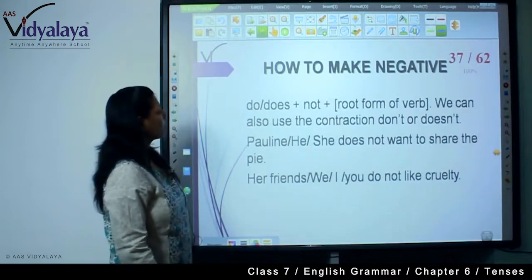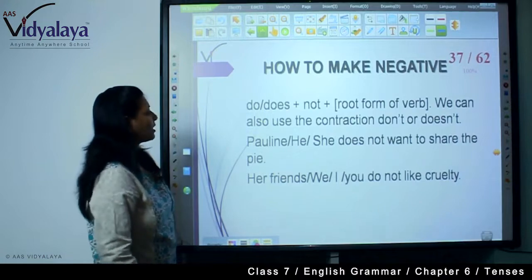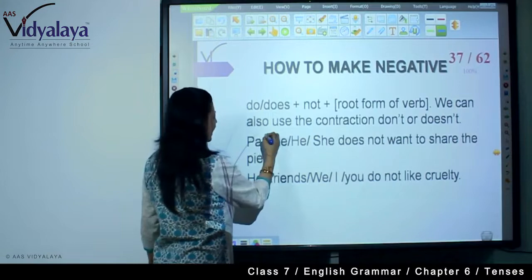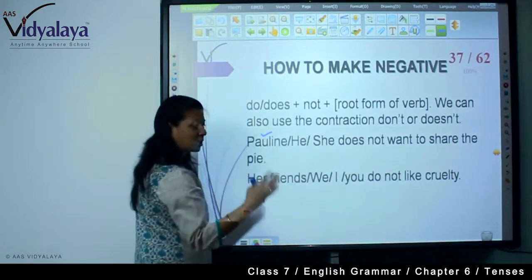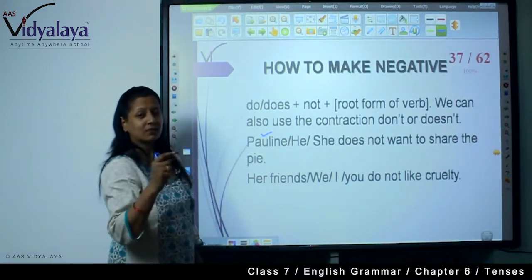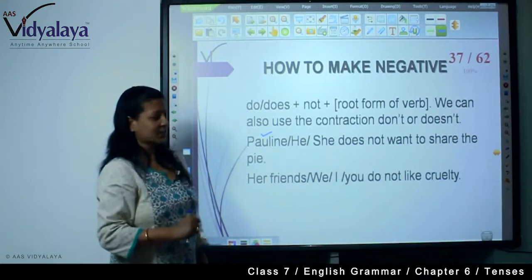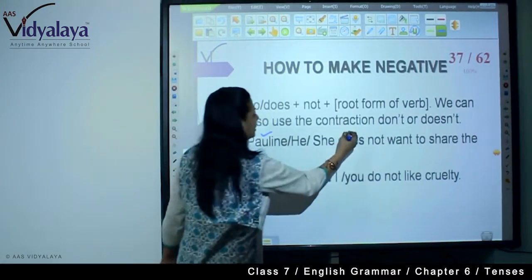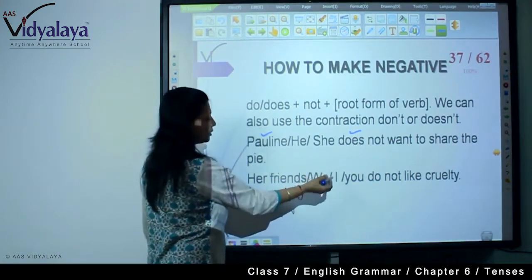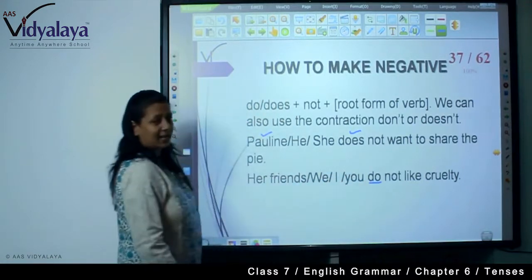How to make negative? Do, does plus not plus root form of the verb. We can also use the contraction don't or doesn't. Then Pauline, a name, or he, she does not want to share the pie. Pauline is a singular person, the name of a girl. He, she, third person singular. So we have used does. Her friends, plural, we, you, I, we like. We use do not like cruelty.